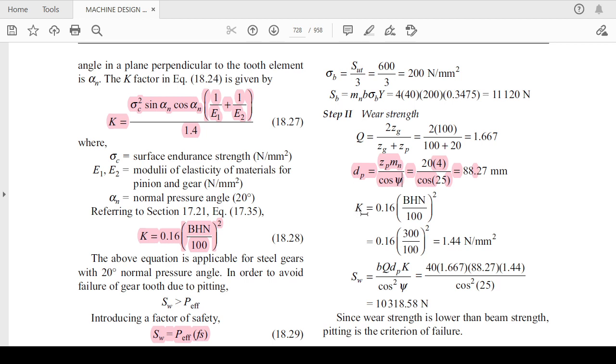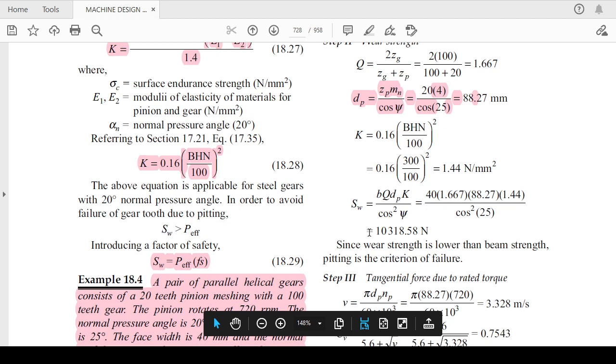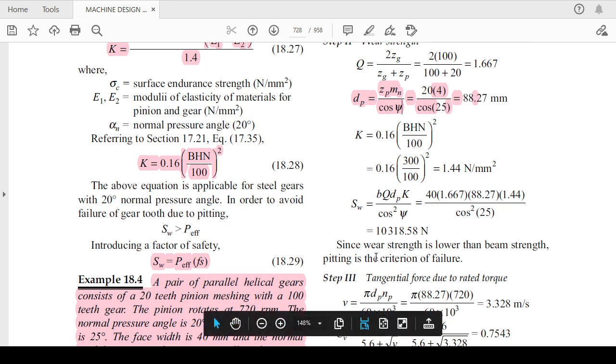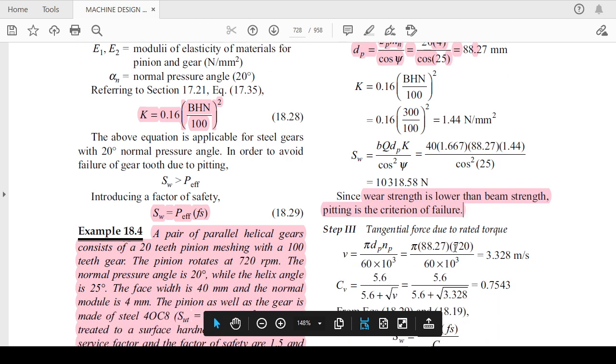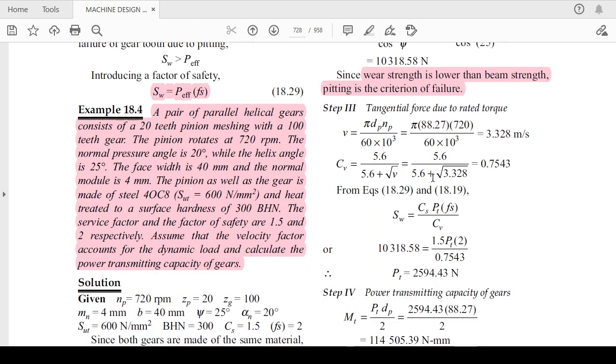If you know K, dP and Q, put them in the wear strength formula and you will be able to calculate the wear strength. Since the wear strength is lower than the beam strength, pitting is the criterion of failure. You have to calculate both the beam strength and the wear strength for the tangential force, but whichever is the lower value is treated as the criterion of failure. Take that and calculate PT.